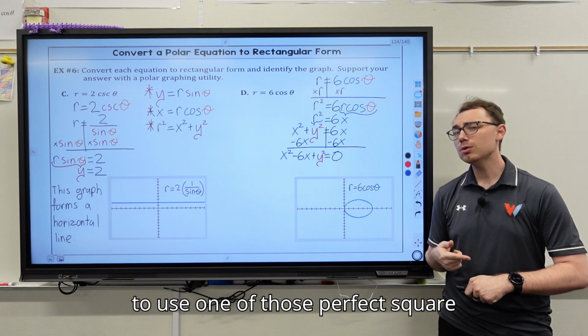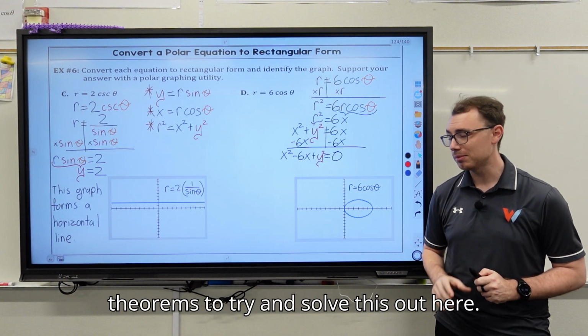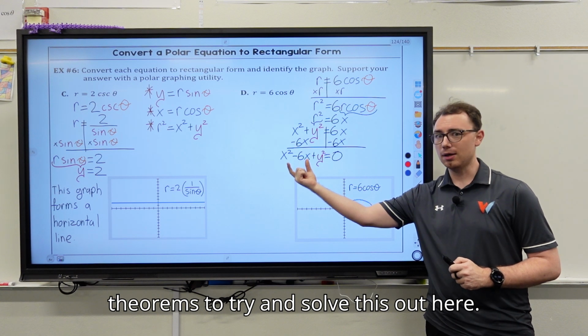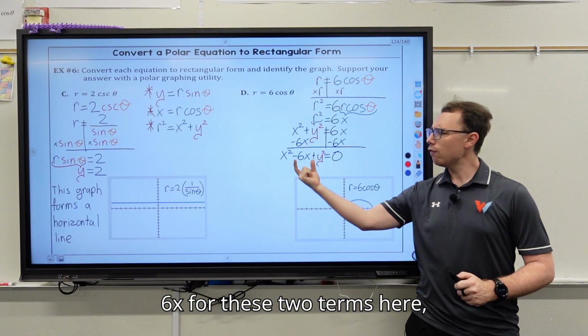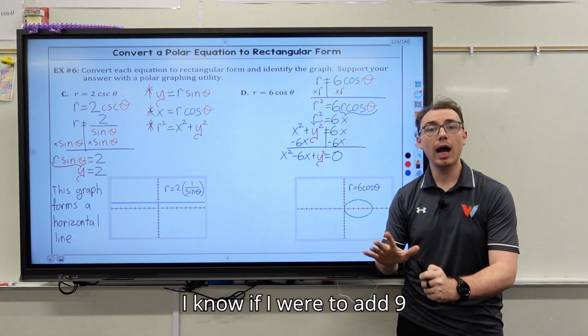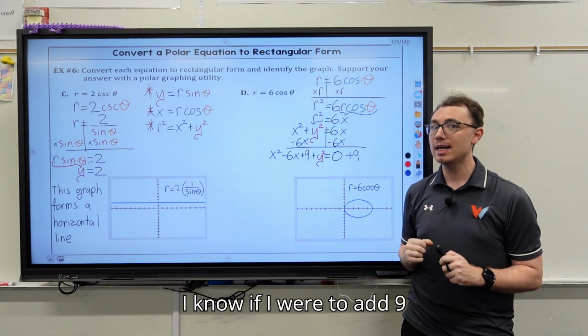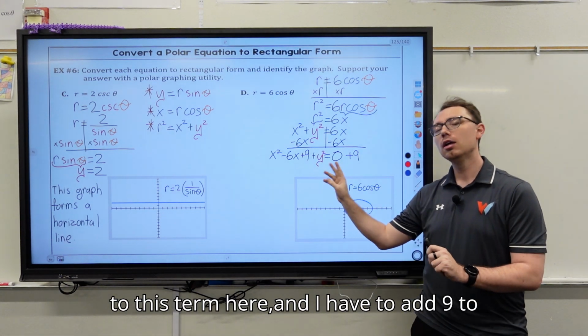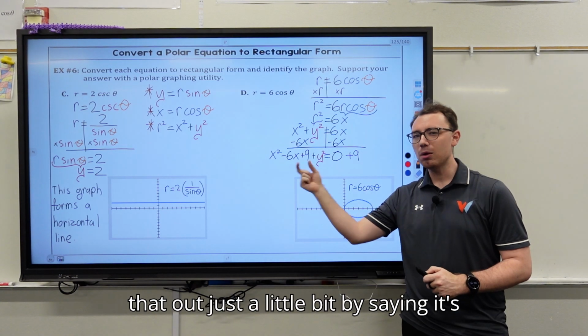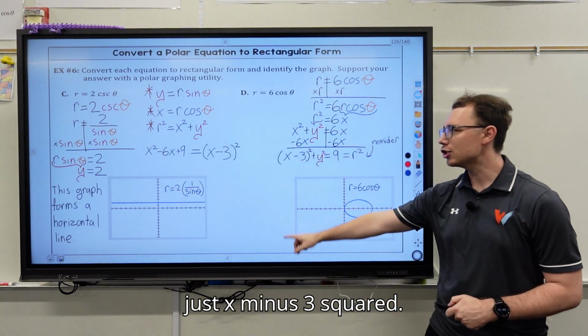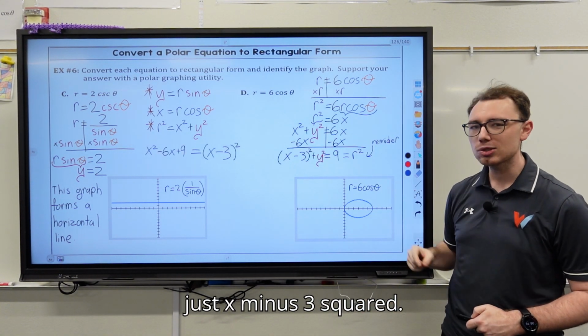Notice that we want to use one of those perfect square theorems to try and solve this out here. If I'm given x squared minus 6x, for these two terms here, I know if I were to add 9 to this term here, and I have to add 9 to the other side, I can actually simplify that out just a little bit by saying it's just x minus 3 squared.